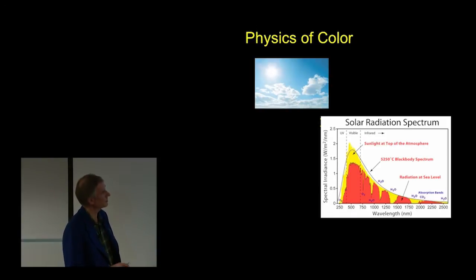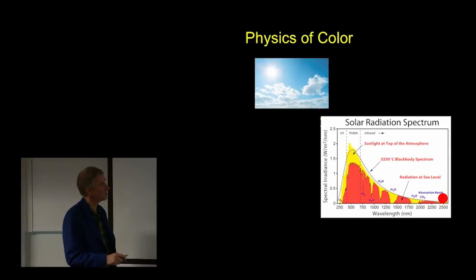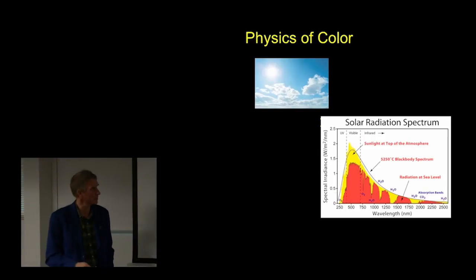Typically, this corresponds to a physical thing called black body radiation, with a surface temperature of around 5,000 degrees Celsius. So this is what radiates out. This is what you can actually measure outside the atmosphere, if you're a satellite, 50 kilometers out.